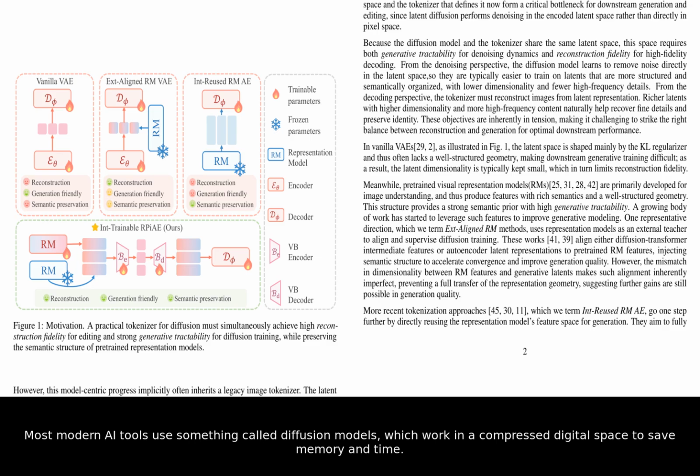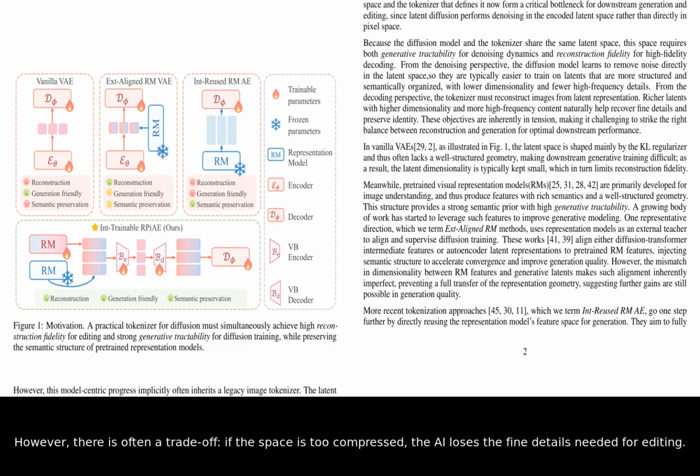Most modern AI tools use something called diffusion models, which work in a compressed digital space to save memory and time. However, there is often a trade-off. If the space is too compressed, the AI loses the fine details needed for editing. If the space is too complex, the AI has a hard time generating new images from scratch.